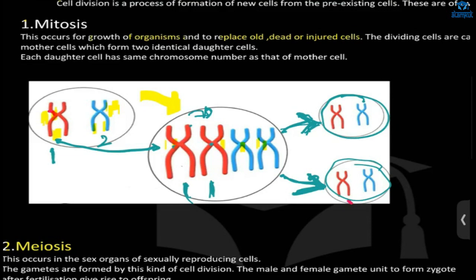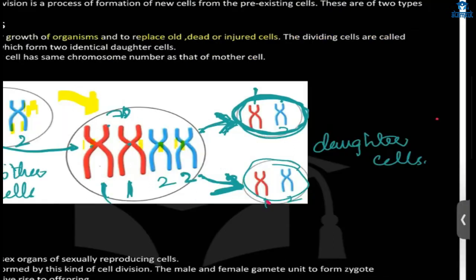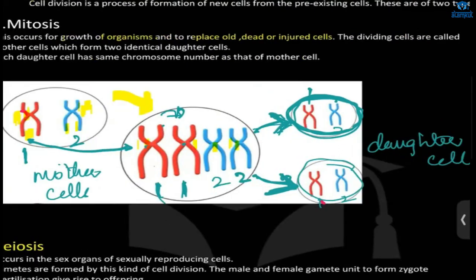This is the second copy. So one chromosome will go here, and the second chromosome will go here. And here also, likewise, it will form a membrane. It forms two daughter cells. That is mitosis. Each daughter cell will have the same number of chromosomes as the mother cell.